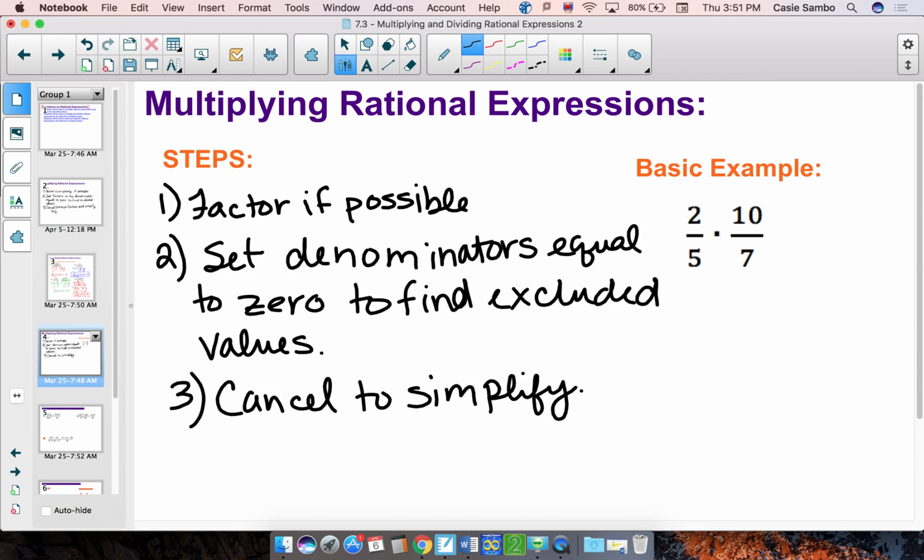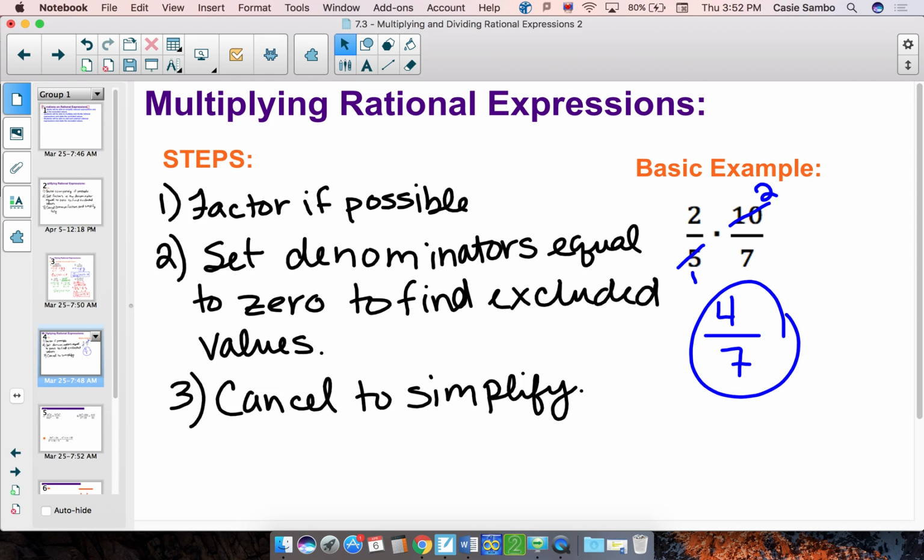When we're looking at this, we know that 5 and 10 are both divisible by 5. So we can cancel out 5 by dividing it by 5 and getting 1. Cancel 10 by dividing by 5 and we get 2. Then, with our fractions, we just multiply straight across. 2 times 2 gives me 4. And 1 times 7 just gives me 7. So my answer here is just 4/7. And this basic principle is the same that we're going to use for these examples of multiplying rational expressions.